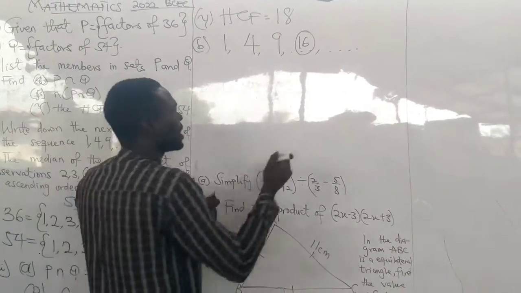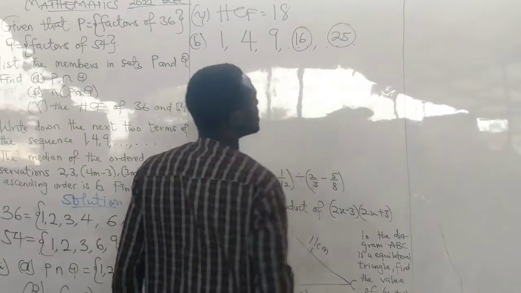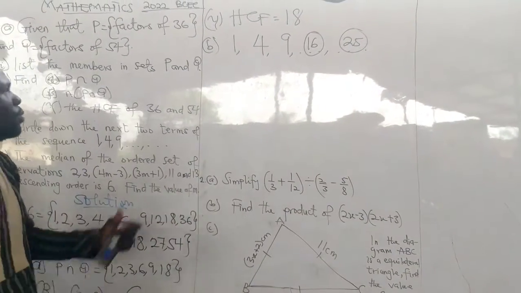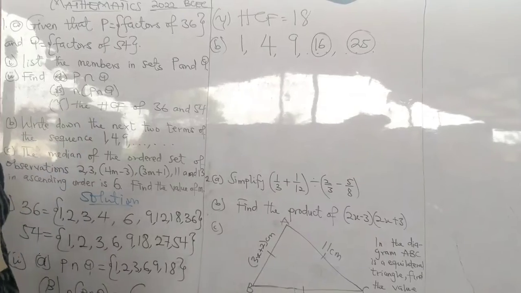And the square of 5 is 25. So this was expected from us by writing the next two terms.